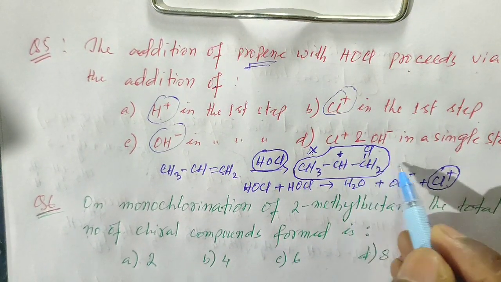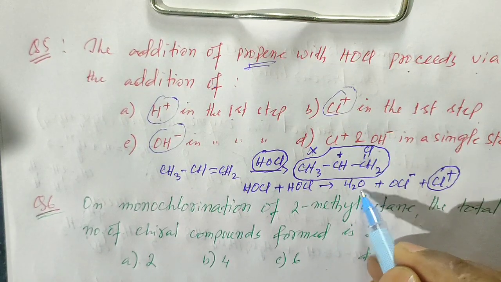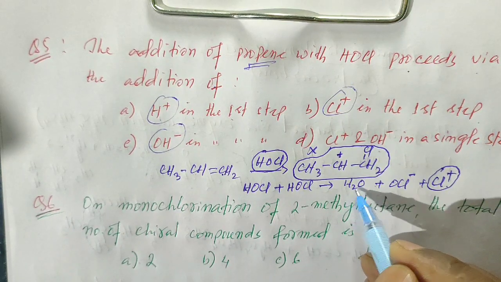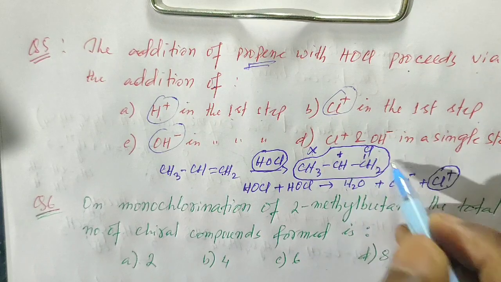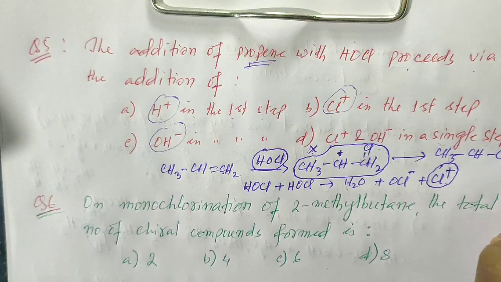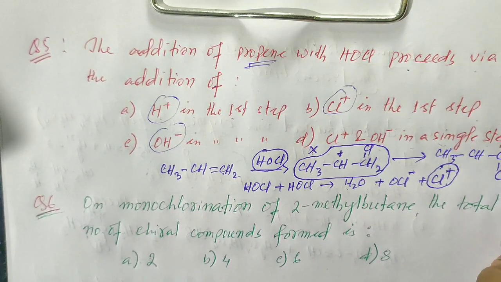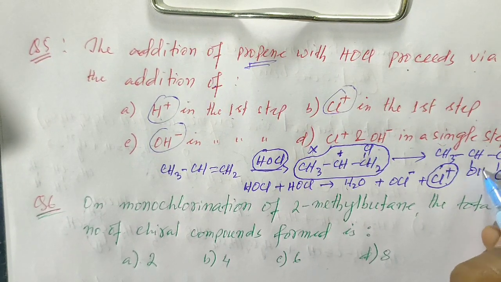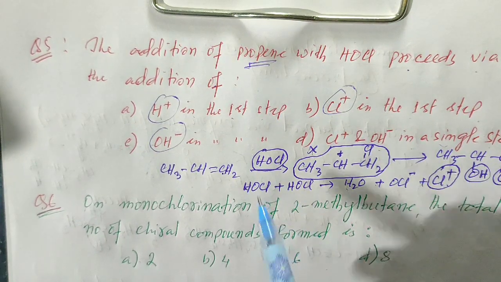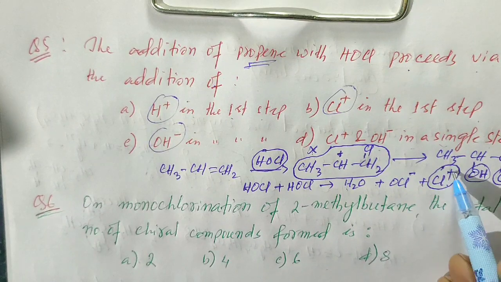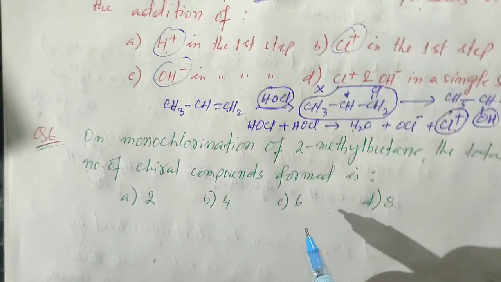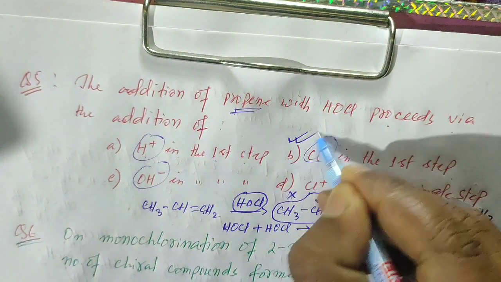After this step, water will act as a nucleophile to attack this carbon atom, and this OCl minus will abstract one hydrogen from the water part, and then we will get this compound as the final product. This will be Cl, I am writing in the below part, and OH will be attached here. So HO and Cl will be added, but the first step involves the addition of Cl plus. Okay. So the answer is B.